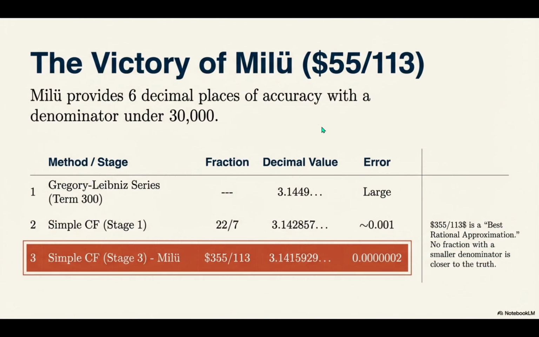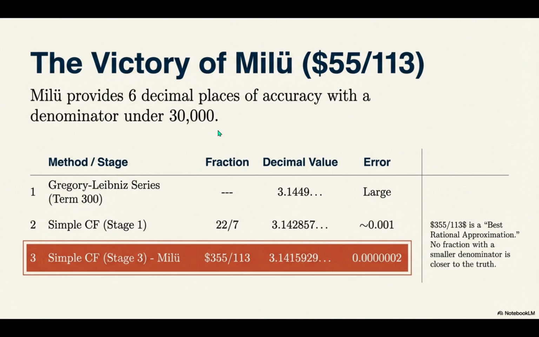Wait, so to beat 355/113, to get even slightly more accurate, I'd need a fraction with massive numbers. Exactly. You'd have to go to numbers like 52,163/16,604 to do just a tiny bit better. Milu is an efficiency monster. It captures the essence of pi with incredibly simple integers.